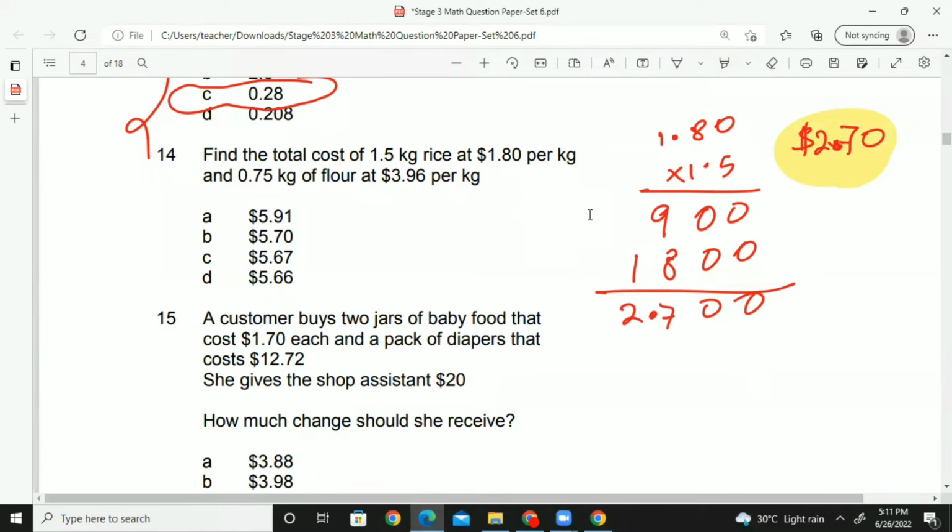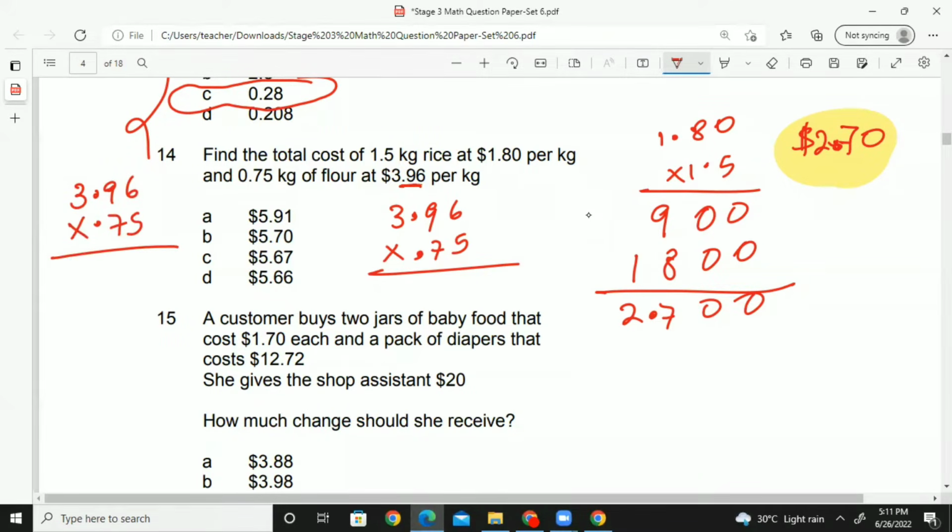What I'm going to look at now is the 0.75. So you're talking about $3.96, and I'm multiplying this by 0.75. So we're multiplying. Let's put it over here. $3.96, multiplying that by 0.75, and there we go.